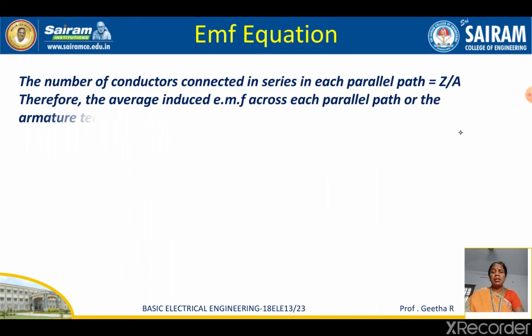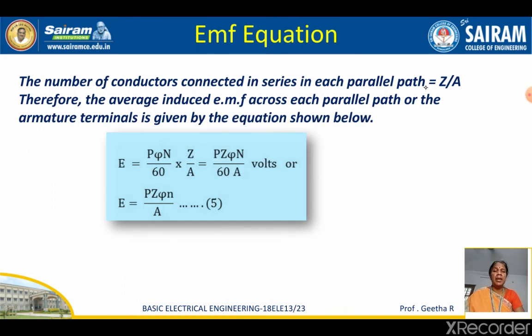The number of conductors connected in series in each parallel path is equal to Z by A. If you consider A as the number of parallel paths, and the total number of conductors is Z, in each path you will have Z by A number of conductors. Therefore, the average induced EMF across each path, or the armature terminal, is given by P phi N by 60 for one conductor, and there will be Z by A conductors in series. Accordingly, the EMF induced is equal to P Z phi N divided by 60A.